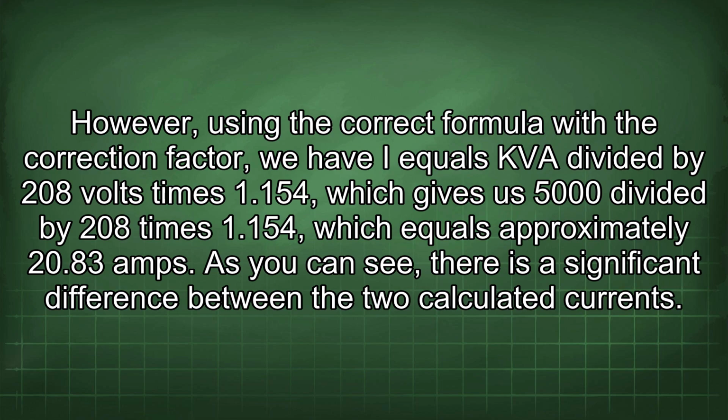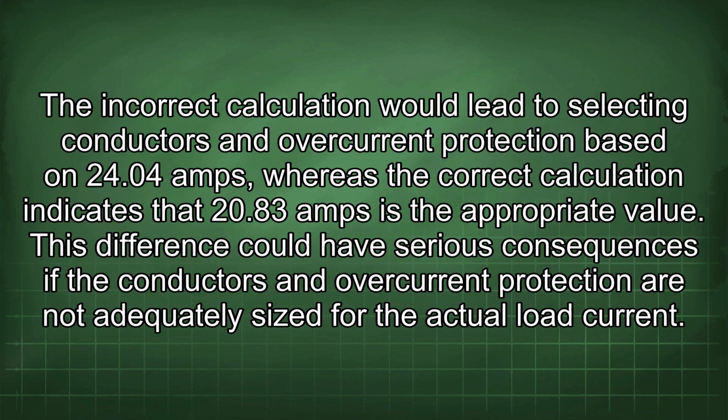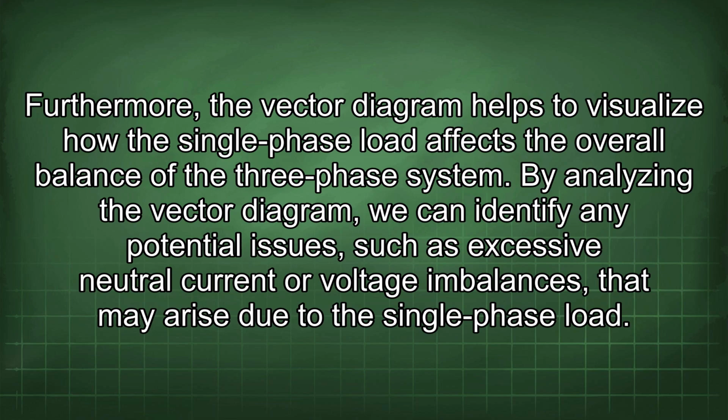As you can see, there is a significant difference between the two calculated currents. The incorrect calculation would lead to selecting conductors and overcurrent protection based on 24.4 amps, whereas the correct calculation indicates that 20.83 amps is the appropriate value. This difference could have serious consequences if the conductors and overcurrent protection are not adequately sized for the actual load current. Furthermore, the vector diagram helps to visualize how the single-phase load affects the overall balance of the three-phase system.